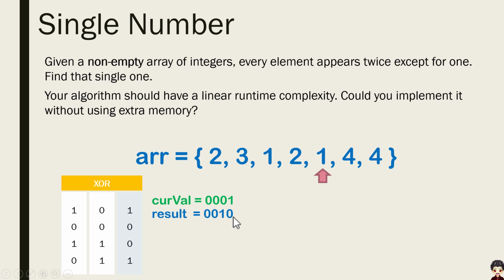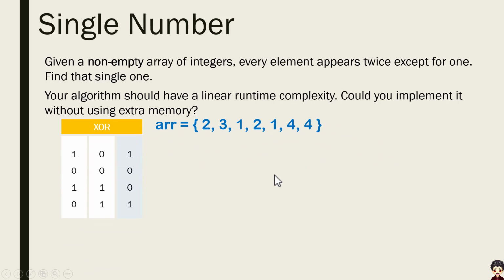So the result should be 0011 and a 4, which is 0100, which would return 0111 and another 4. So because of that, this would be 0011, which is actually equivalent to 3. So that is a linear runtime, and we didn't really need to have an extra memory for it.